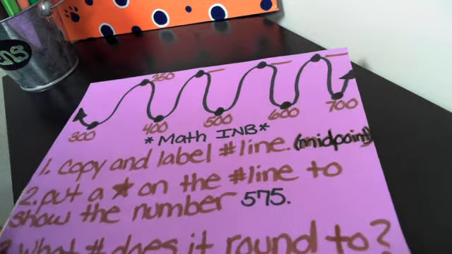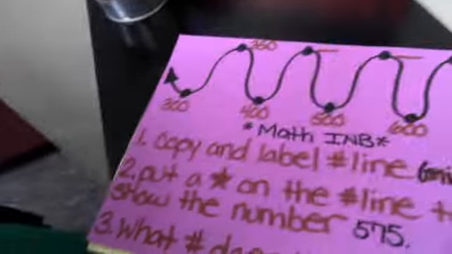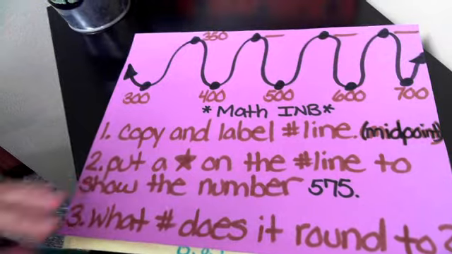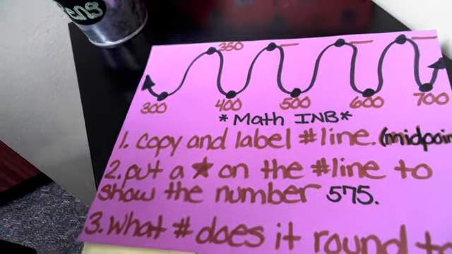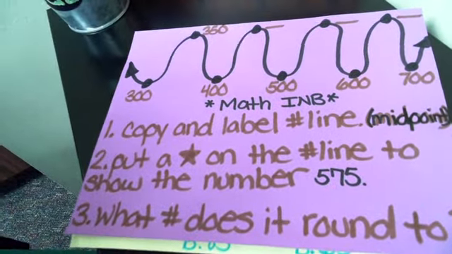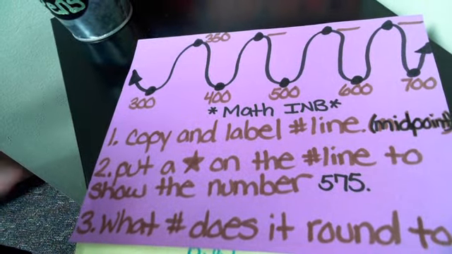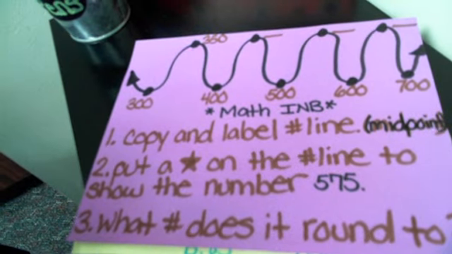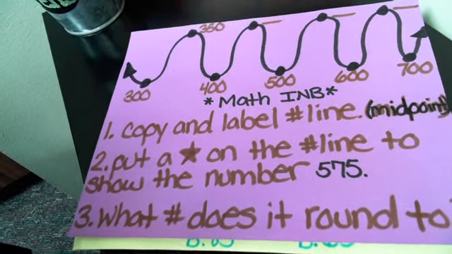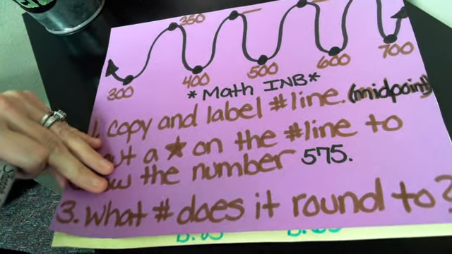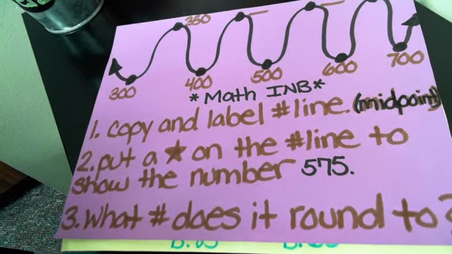Yes. So tonight in your IMBs, you guys are going to need to pause. I'm going to get a little closer look for you guys. Pause. And this is what you're going to do. You need to copy and label this number line. You notice that we've already done our benchmark numbers, or also known as our boundary numbers. And again, multiples are friendly numbers. You guys are going to need to finish doing the midpoints. Then we want you to put a star on the number line to show the number 575, and then tell us what it rounds to. So go ahead and pause, I'm sorry. We're going to do that to the nearest 100.